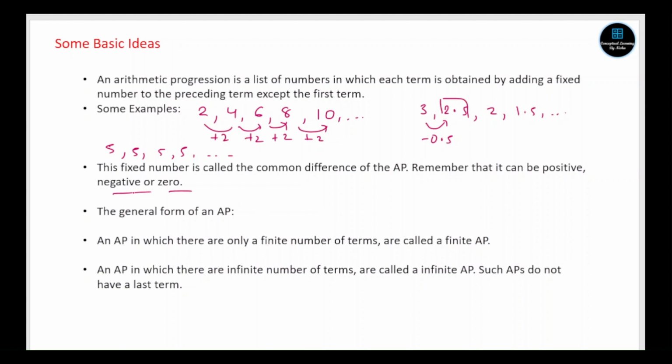Now, the general term of the AP. Arithmetic progression, in short, is called AP. The general term is given as Tn, or sometimes denoted as An. Tn or An is equal to a plus (n minus 1) times d. Tn is the nth term, a is the first term of the sequence, and d is the common difference.